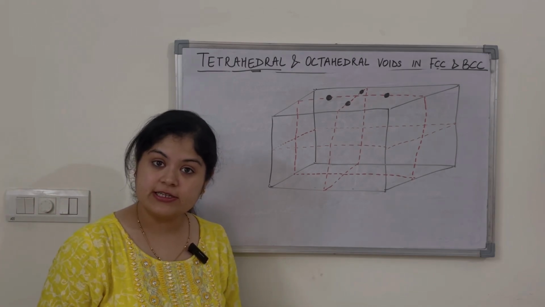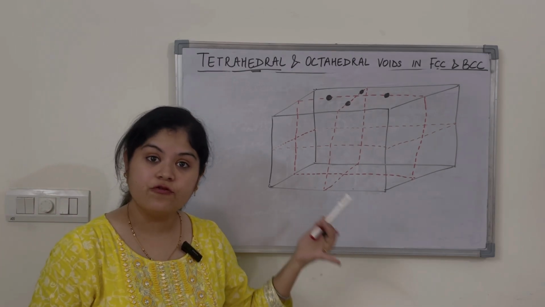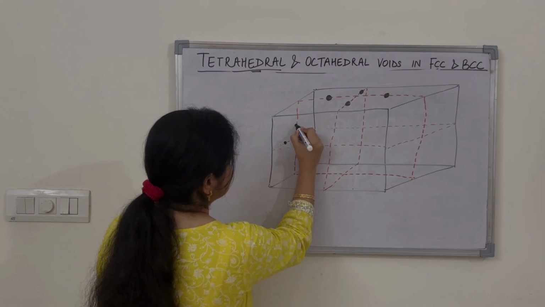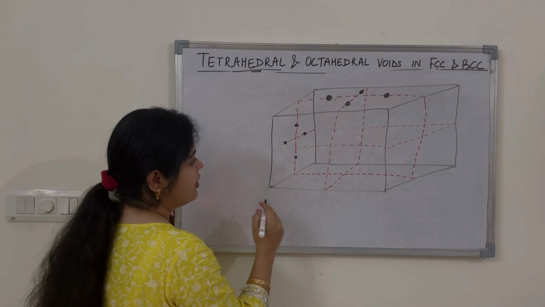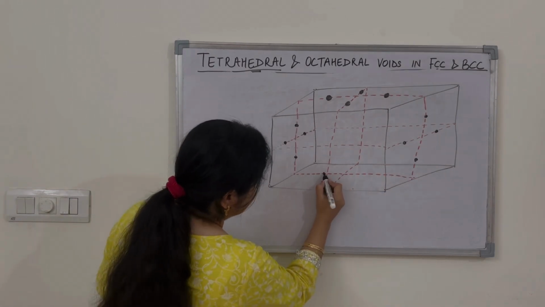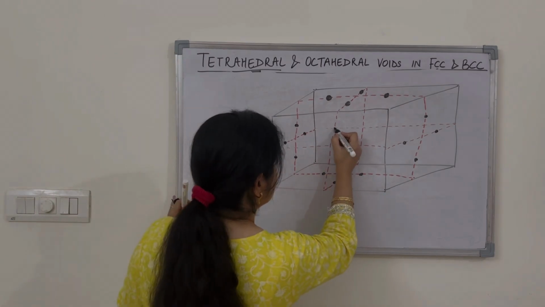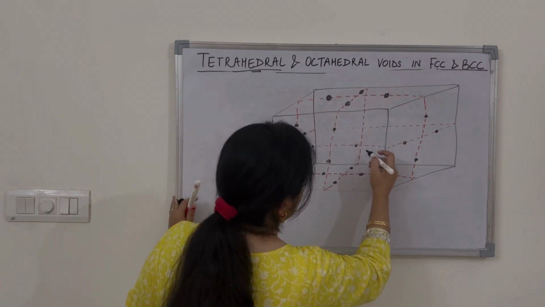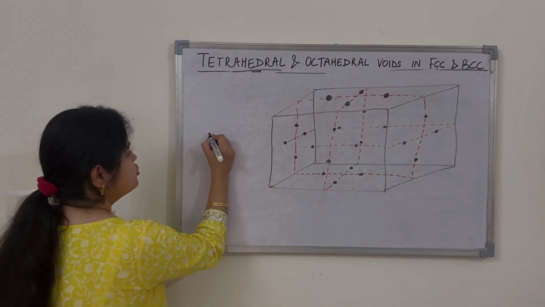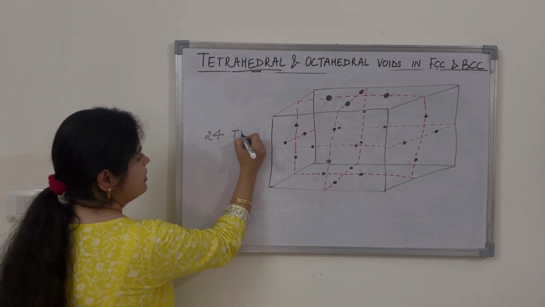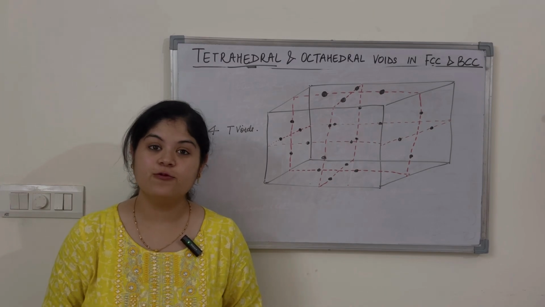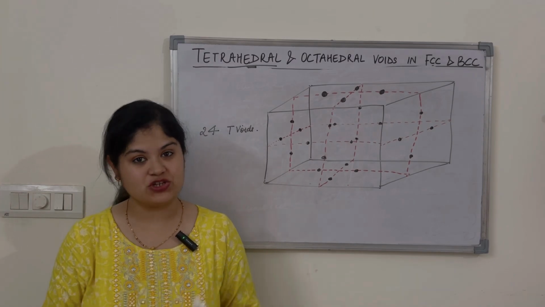So we have 6 faces. So 6 into 4, 24 tetrahedral voids are there, which are located in these positions. Exactly 1/4 of the edge length. So like this, we have 24 tetrahedral voids. So this was all about tetrahedral and octahedral voids in FCC and BCC structures.